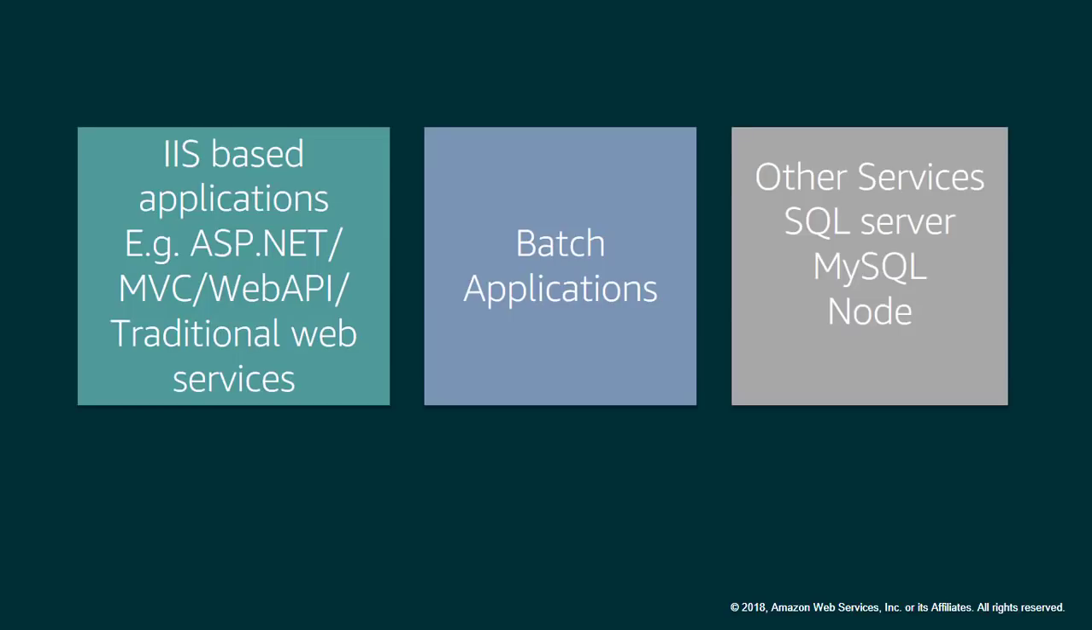What kinds of applications can you containerize and run on Windows containers? The very famous ones are IIS-based applications like ASP.NET MVC applications, Web API applications, or traditional web services. You can also run batch applications like console applications, SSIS packages, PowerShell scripts, command line interfaces, and a lot of batch applications that you use to integrate enterprise systems can be containerized and run on Windows containers.